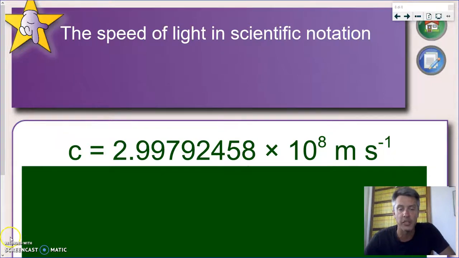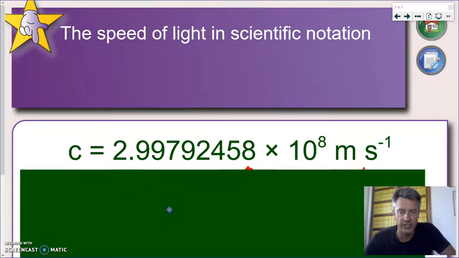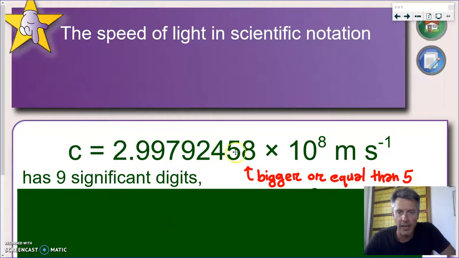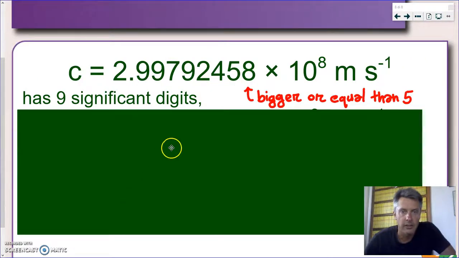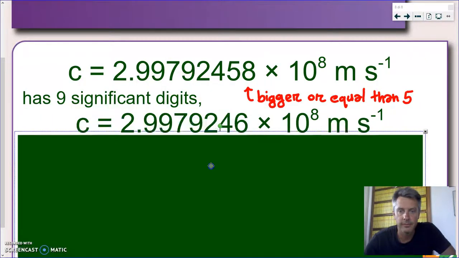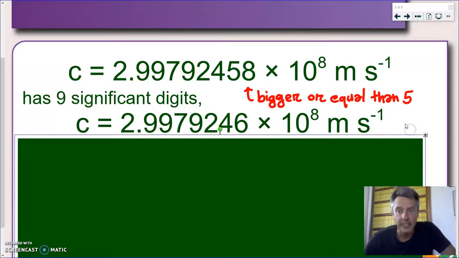So let's see what happens when we round up. This one has 9 significant digits. Let's imagine I want to write this with 8 significant digits. So, when you take away a digit which is 5 or bigger, the next digit has to be increased by 1. So this 5 will, not surprisingly, become a 6. So let's see what the result is. And here we are, just a second. Same number, but with 8 significant digits.